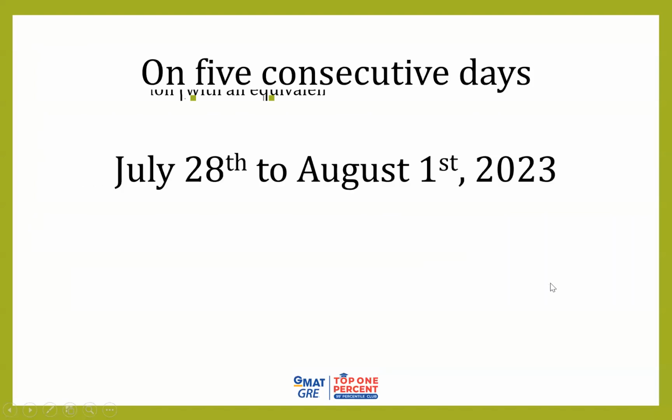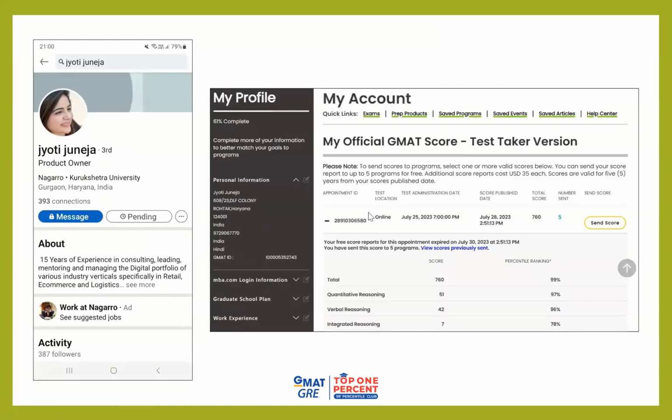So please see this very clearly as well. 5 days, what were the results? Just for 5 days, इससे आपको idea लग जाएगा. 28, 29, 30, 31st and 1st. 28th July to 1st of August. Let's see. Please see 28th of July. Look at this date. 28th of July, the score published.